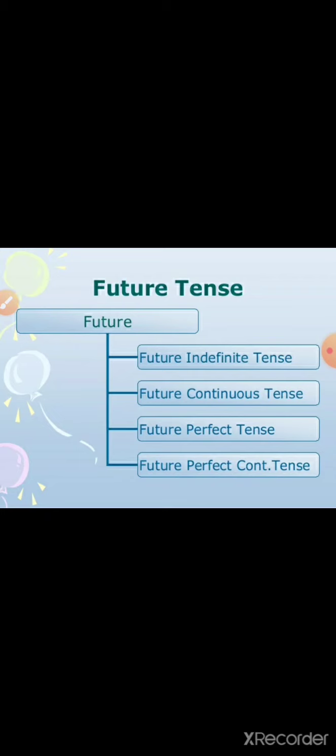Next will be future tense. Now we are going to discuss future tense. Like past tense and present tense, it has also 4 categories based on the aspect, that is future indefinite tense, future continuous tense, future perfect tense, and future perfect continuous tense. First of all is future simple tense or future indefinite tense.